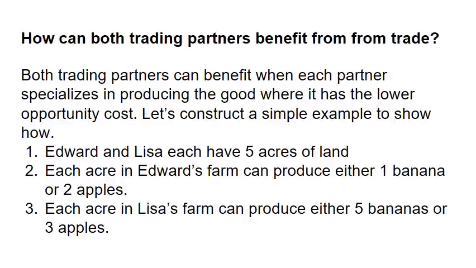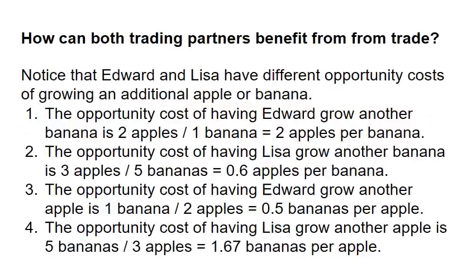Suppose Edward and Lisa each have 5 acres of land. Each acre of land in Edward's farm can produce either 1 banana or 2 apples. Each acre in Lisa's farm can produce either 5 bananas or 3 apples. Notice that Edward and Lisa have different opportunity costs of growing an additional apple or banana.